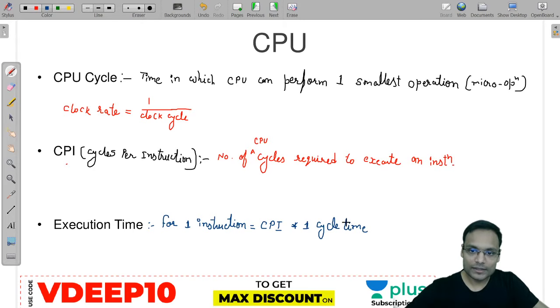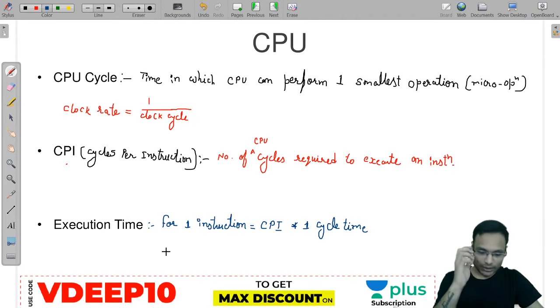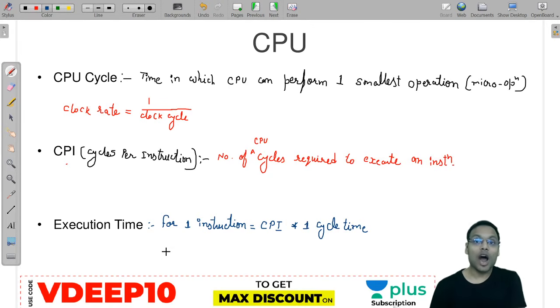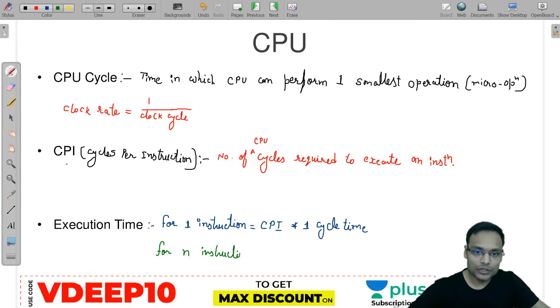Now, if one instruction execution time is this much, can you tell me what will be the n instruction execution time? N number of instructions will be executed in how much time? कितना time लगेगा n number of instructions को execute करने के लिए? And my answer will be what? You only tell me. Type down the answer for n number of instructions. For n instructions, execution time will be how much? Answer will be equal to n into one instruction execution time, which is CPI into one cycle time.